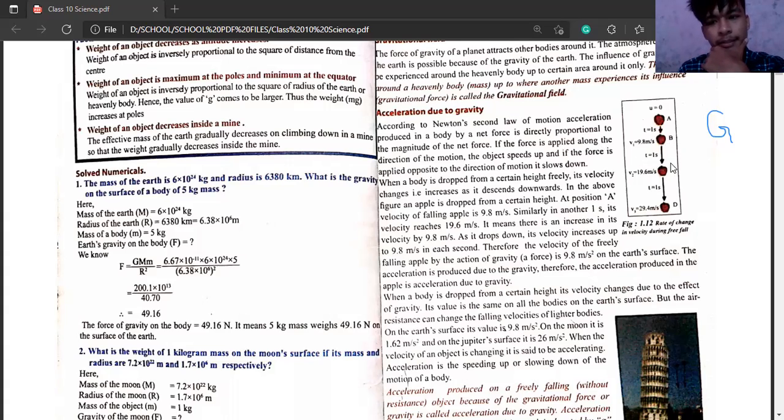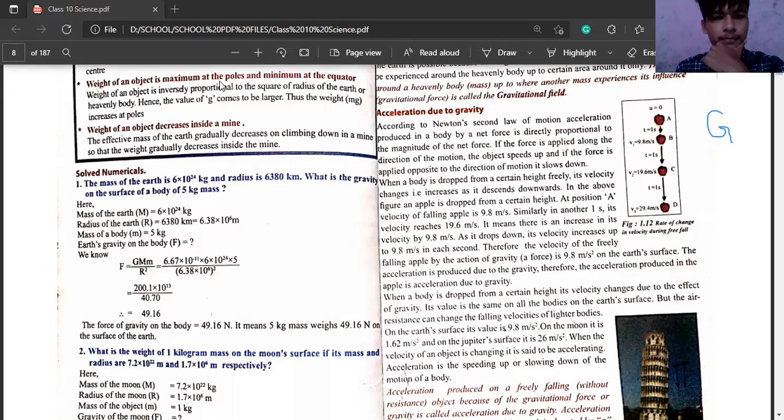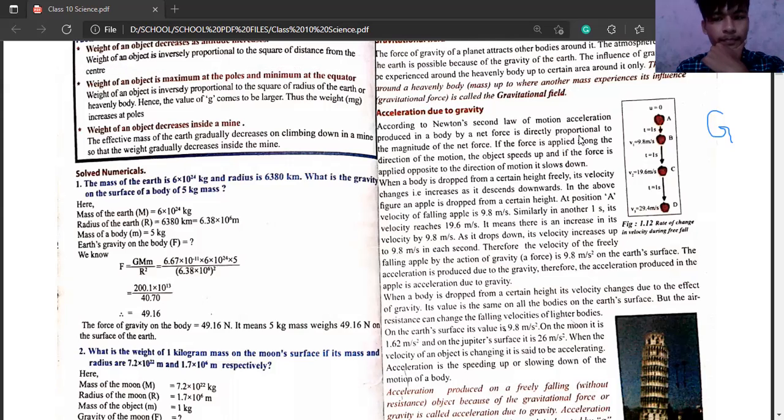And while going from B to C? 19.6 meter per second, that's the final velocity. Now find out the acceleration by using this value from B to C. How much will be the acceleration? Take a calculator and do it.